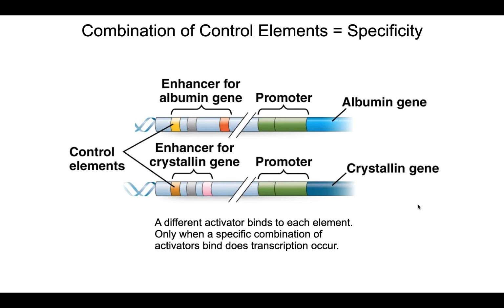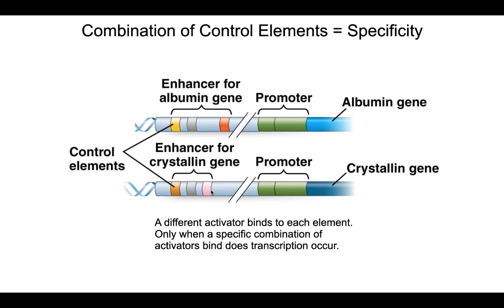And as we talked about in the previous video, that's genomic equivalence, that every cell of our body has all of the DNA, which means all of the genes, which means no matter what cell type we're looking at, we've got an albumin gene and a crystallin gene. Now, the albumin gene is controlled by this enhancer that has a yellow, a gray, and a red control element. And then our crystallin gene is controlled by this set of control elements. It has an orange, a gray, and a pink control element.